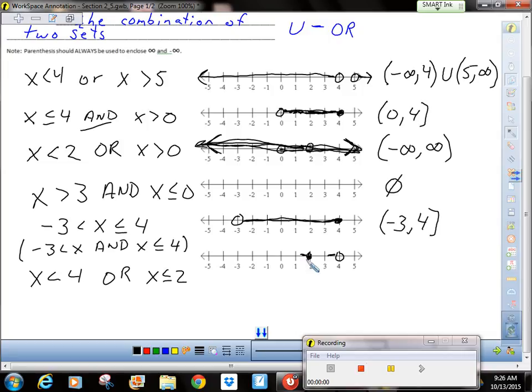The word is or. So I'm looking for the union. I want to put the two graphs together. So would it just be the overlap? Would it only be where they overlap, or would it be everywhere the two graphs cover? Everywhere the two graphs cover. So from 2 this way, and from 4 this way. So where totally do they cover? Anywhere from 4 down, right?